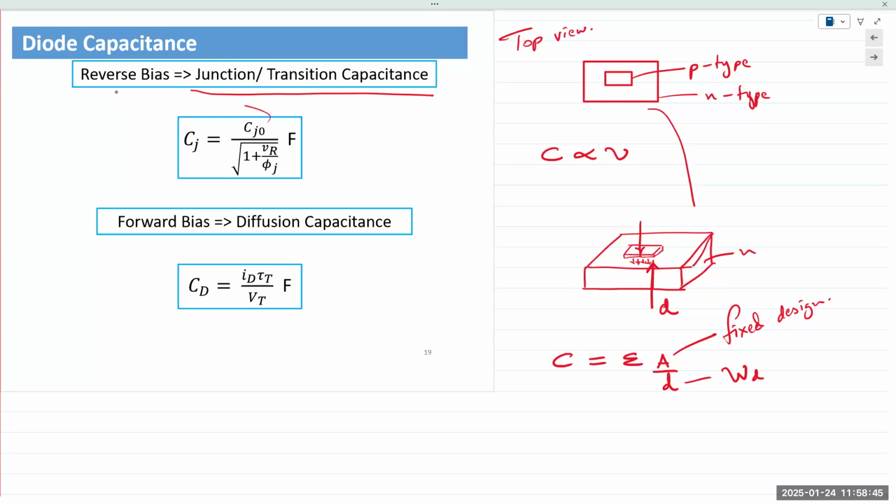And that is given by this expression right here. Junction capacitance is Cj0 divided by the root of 1 plus VR over phi j. And Cj0 is the junction capacitance with no bias applied: epsilon S A over WD0.